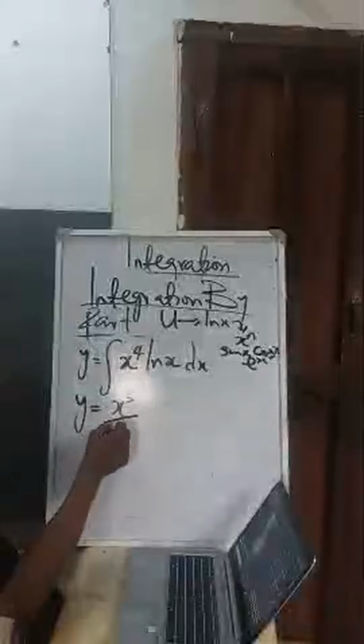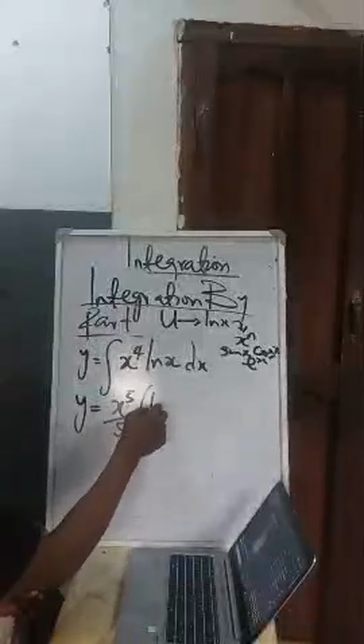You have x raised to power 5 over 5, into bracket in x minus 1 over 5. If you understood it, you say, I love it. Okay, I know you love it.